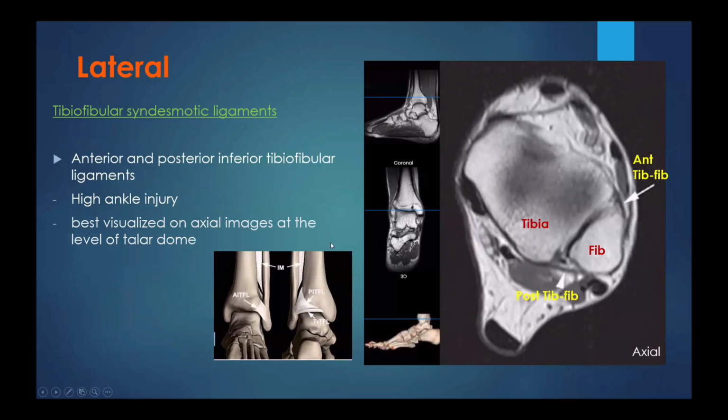Let's begin with the tibiofibular syndesmotic ligament. As we see here at the level of talar dome, this is the tibia and this is the fibula. And this is the anterior tibiofibular ligament, and this is the posterior tibiofibular ligament. Usually in sport injury, they call it high ankle injury, and best visualized on axial images at the level of the talar dome.